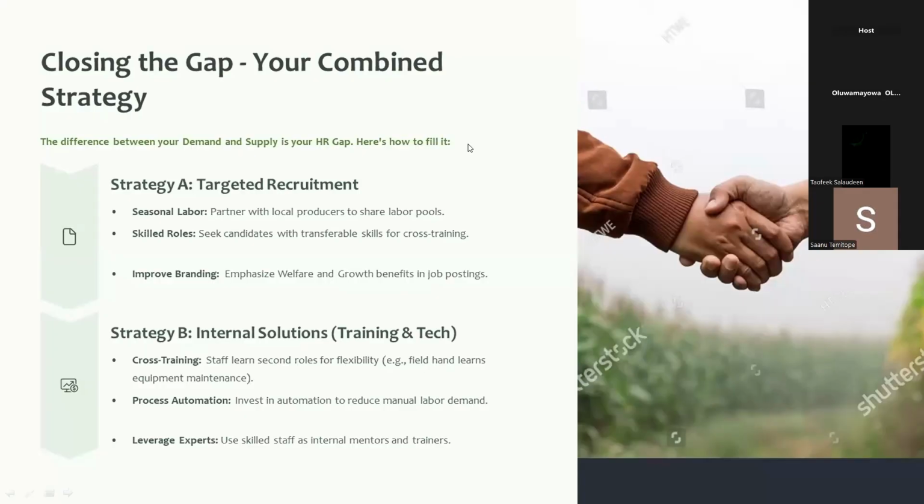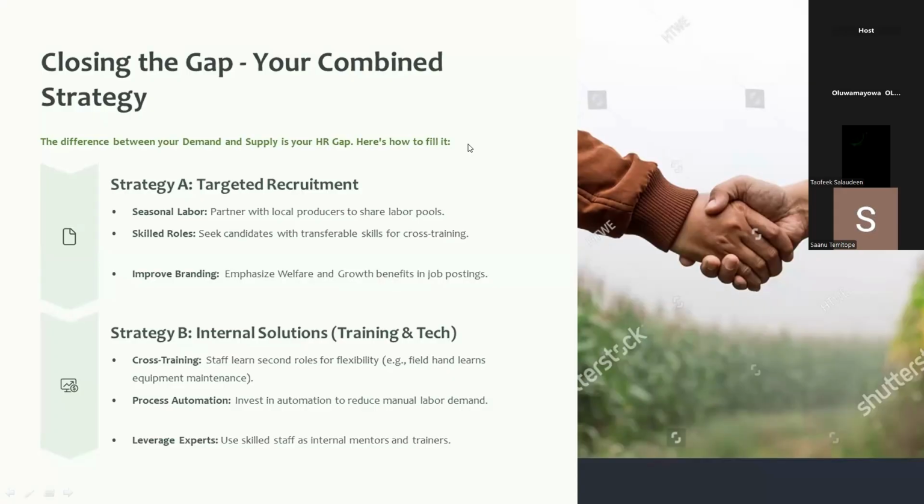the third step, which is closing the gap, that is your combined strategy. Of course, I've diverted a bit by talking about the strategic retention methods that I have. But then let's go deeper into the difference between your demand and supply in your HR gap. Now, here is how we fill it. We have the strategic A, which is targeted recruitment.